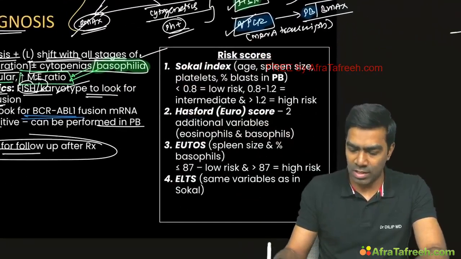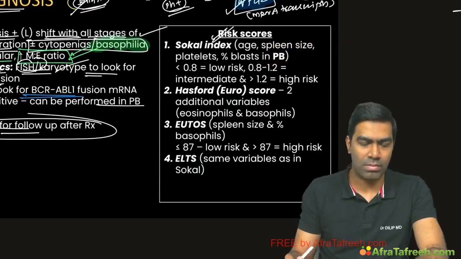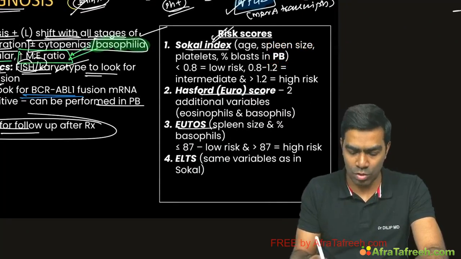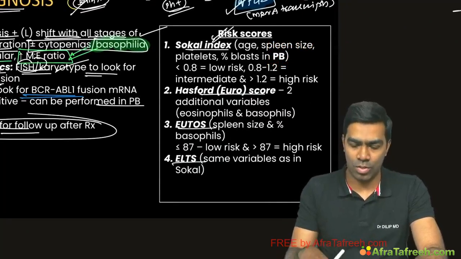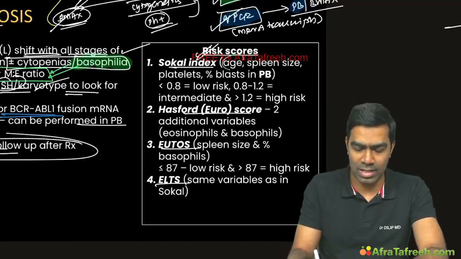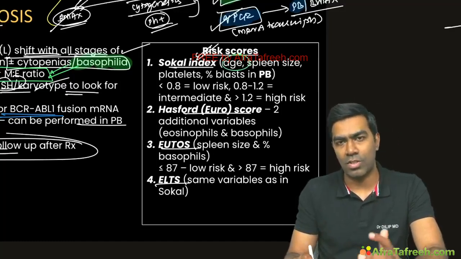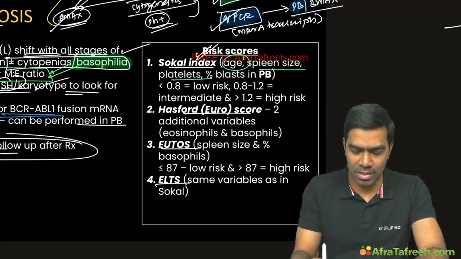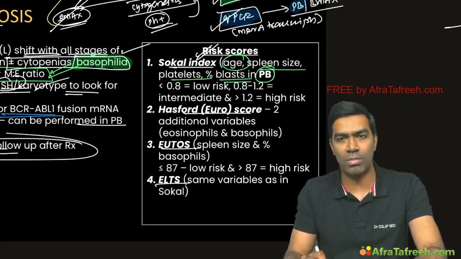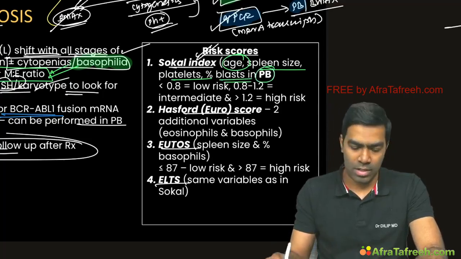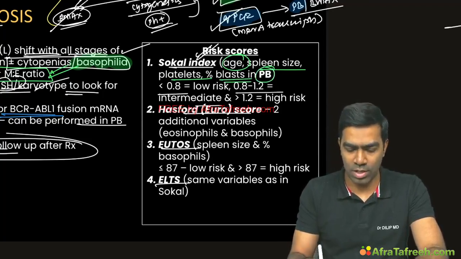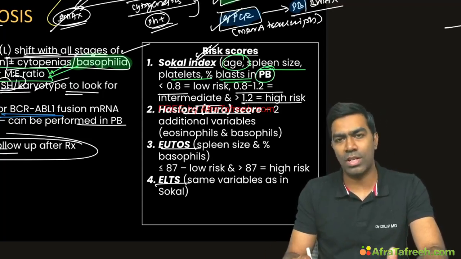And we have various risk scores for CML. Like for example, we have SOKAL index, we have Hasford Euro score, we have Utah score, and we have ELTS score. So what is SOKAL index? The variables alone are important for exams. SOKAL index is a classic traditional index for CML. So it depends on age, the spleen size, the platelets, and the percentage of blast in the peripheral blood, not in the bone marrow. If the SOKAL index is less than 0.8, indicates low risk. If it's 0.8 to 1.8, indicates intermediate risk. And if it's more than 1.2, indicates high risk.